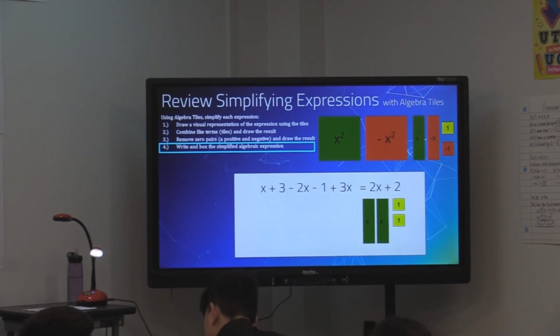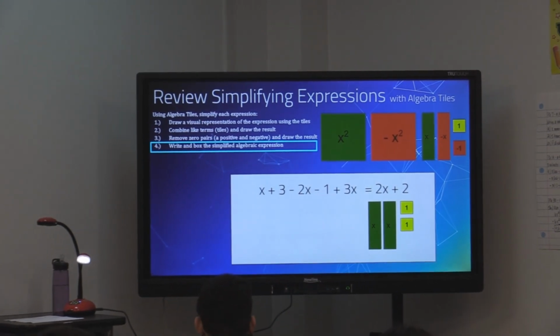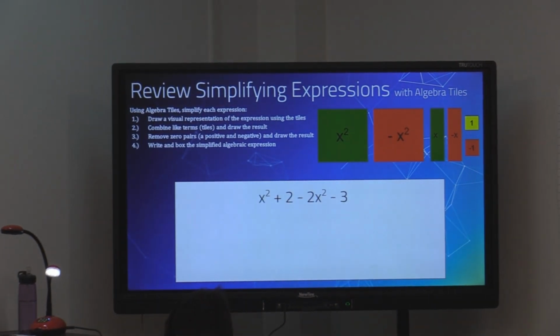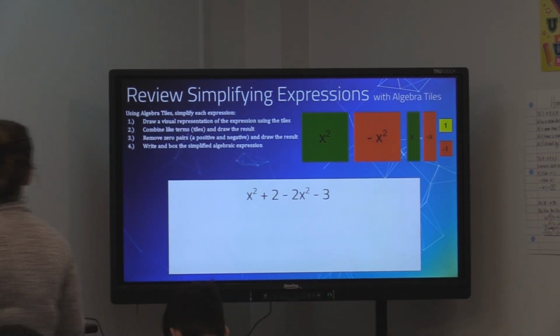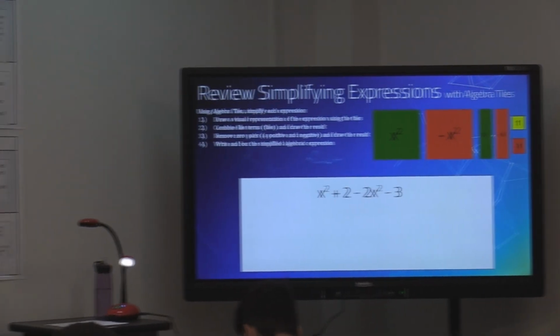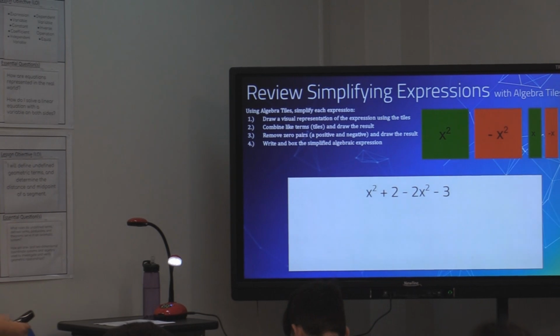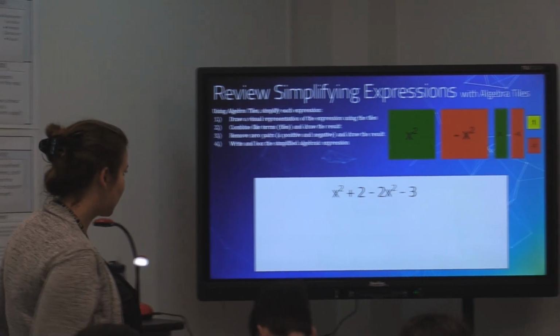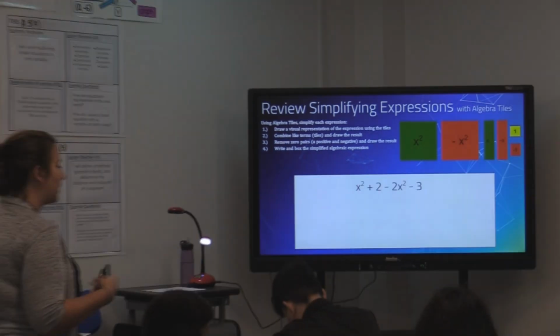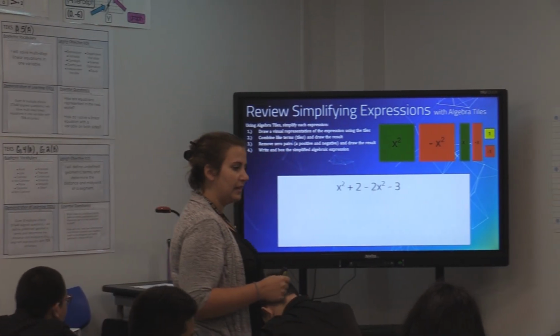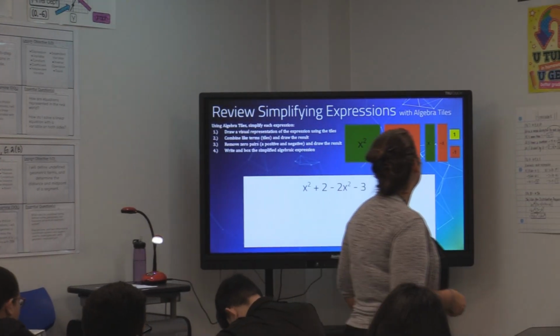I should have put that open. All right. So let's try this again. I want you to try it on your own. But now we've got x squared, okay? I'm going to set it up with you. First, x squared means I'm going to put what tile? The big square, right? The positive green. And then I've got plus 2, so I need 2 what? 2 yellow squares.